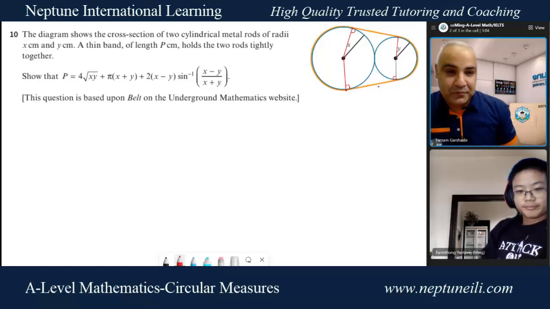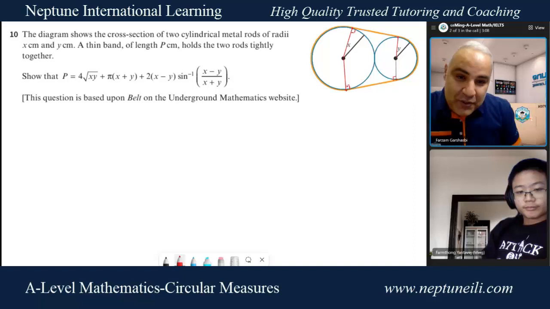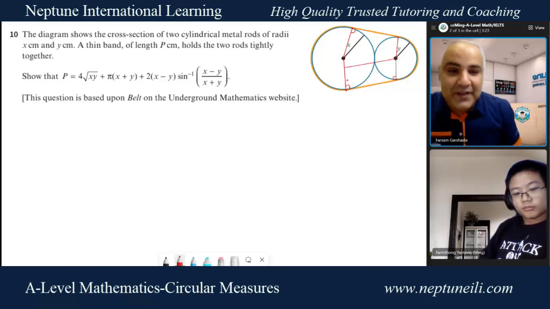Now, if I draw a parallel segment to the tangent, parallel means the same distance. So what will happen, look, if I go from here, I try to do it carefully, like this. Okay. So that is also 90 degrees, yeah? So this becomes a rectangle.